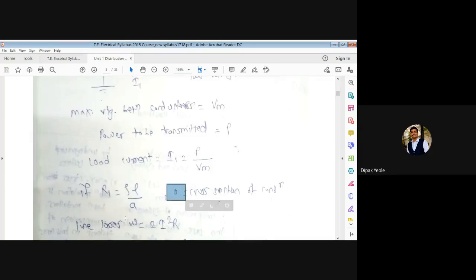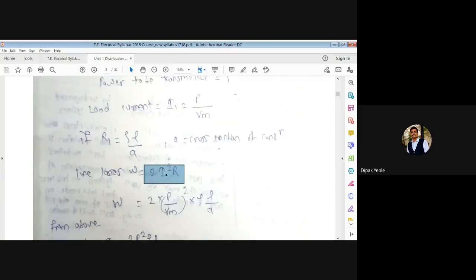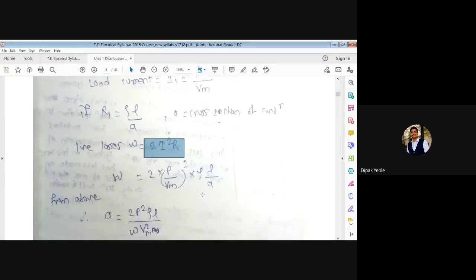Now what are the line losses? W. W is 2I square R. So for 2, we are using the 2 conductors. If we are using 3 conductors, then we have to take 3I square R. That is for the line losses. Now put the value of I, P upon VM, put the value of R as rho L by A. Solve this equation and try to find out the area of conductor. So A equal to 2P square rho L divided by W VM square.